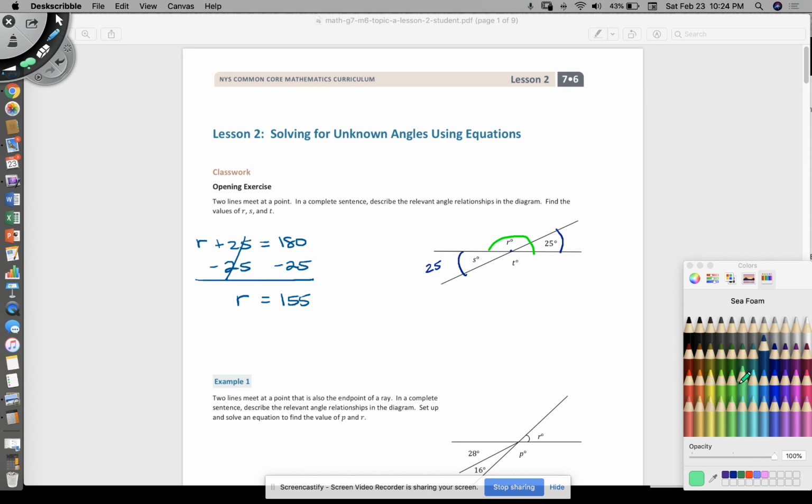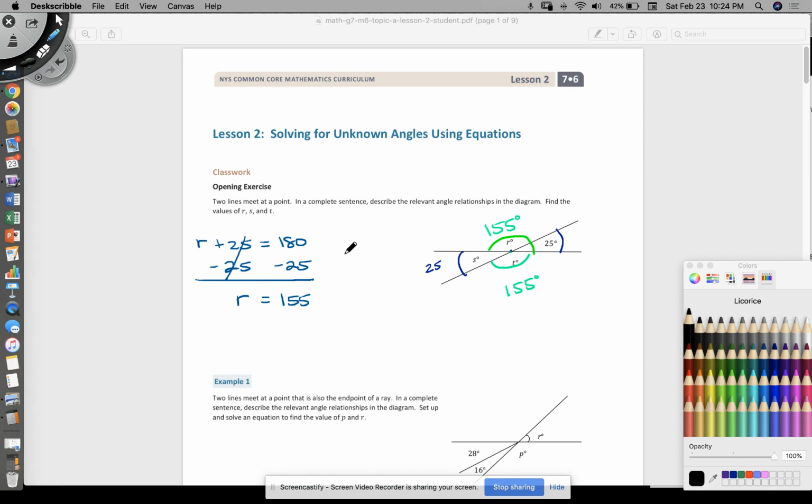Well, now here's the cool thing. If this is 155 degrees, and I can go through that angle, hit the vertex, and pop out the other side, then this is also 155 degrees. So knowing that rule, the vertical angle rule, can make this a lot easier. I had to only do one simple math problem.